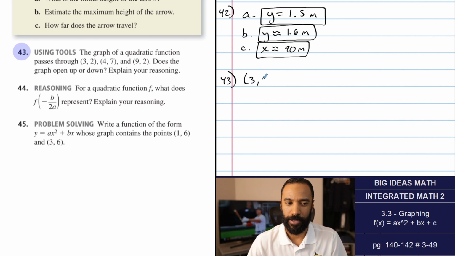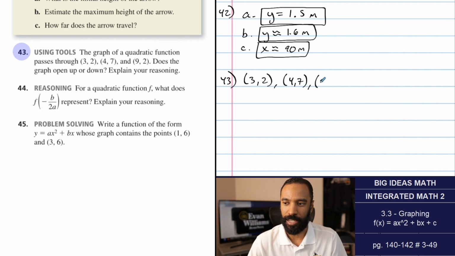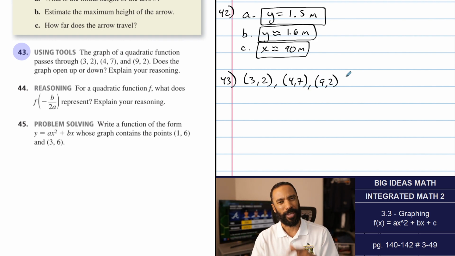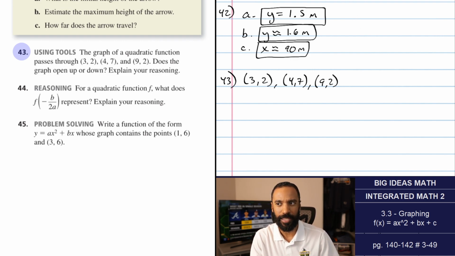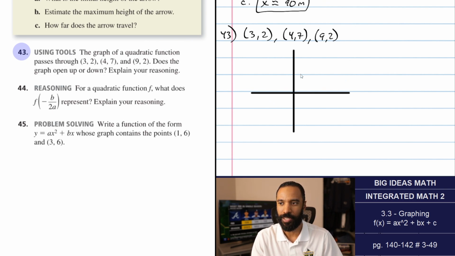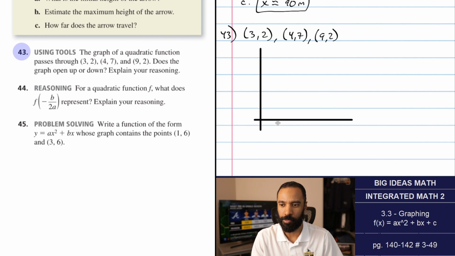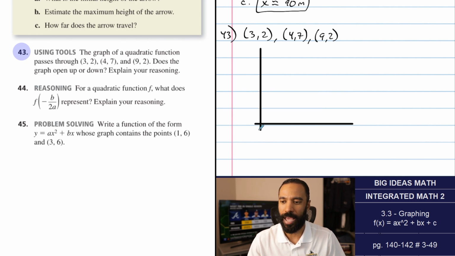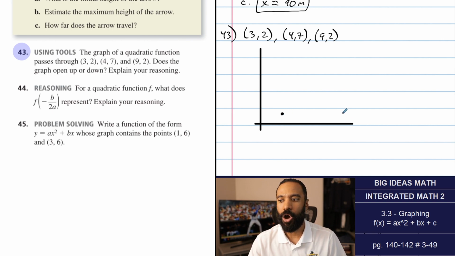Okay, let's look at these 3 points: (3, 2), (4, 7), and (9, 2). Now, I hate explaining these sometimes in typing words. I can show you visually what it's going to look like. These are in the first quadrant, so in this first quadrant I have (3, 2), (9, 2), and (4, 7). Oh, this will be an easy explanation.